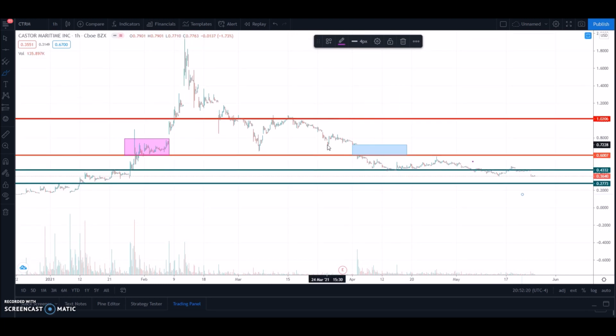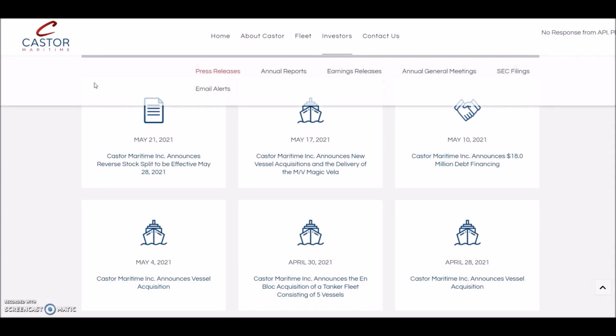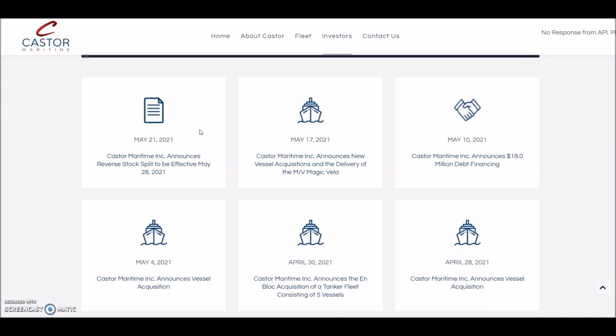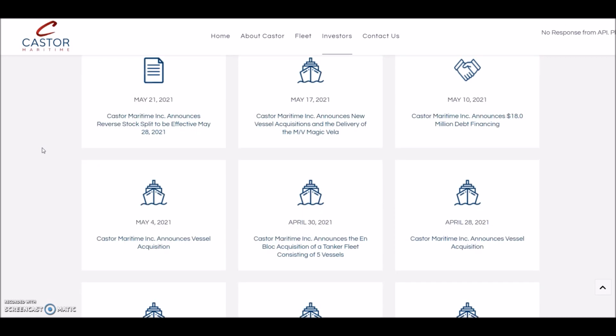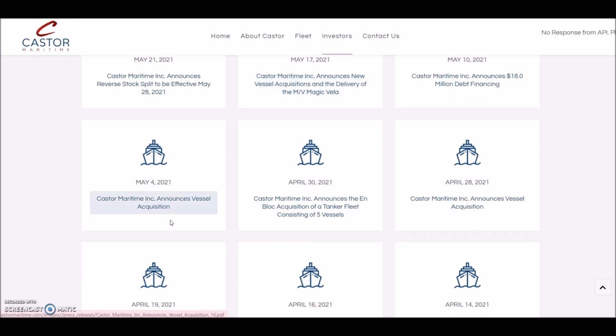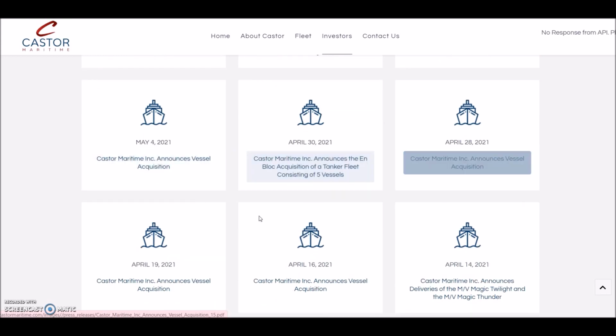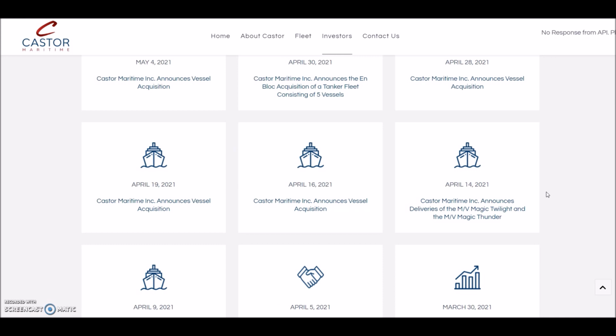Now one other thing I want to show here: if you go to their website, especially the investor section, they have been buying a lot of new vessels. They are acquiring new vessels. You can see the new vessel acquisition here, another vessel acquisition. So many vessels they are acquiring, and this is a very good sign, but definitely from a long-term perspective, not for today or now. The price is below 1, they are facing delisting and they have to do a reverse stock split. And how can we take the information in our favor?